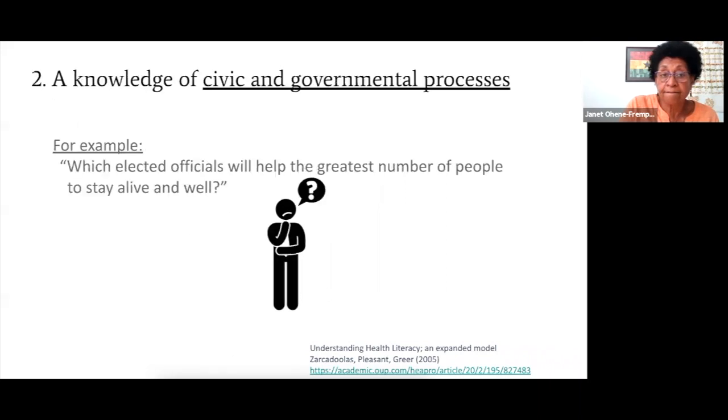Okay. Individual health decisions. Secondly, a knowledge of civic and governmental processes. Now, this is a big topic and complex because we have a very complicated government here in the United States of America. But here's a simple question. Which elected officials will help the greatest number of people to stay alive and well? It's an important question if you're trying to stay alive and well. If you're going to be voting, you have to ask that question.